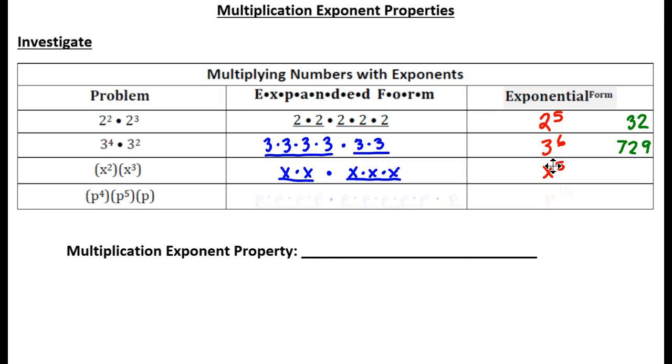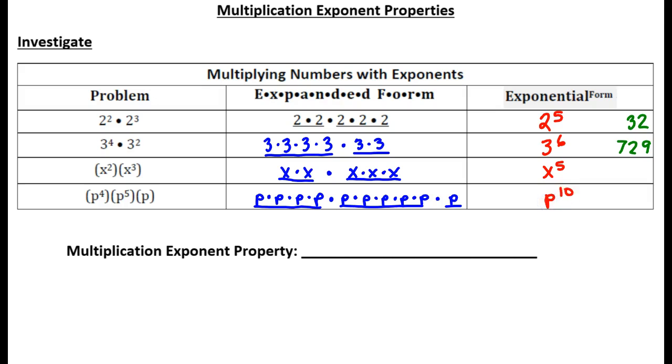Lastly, in this last example, we have p to the fourth, so that would be p multiplied by itself 4 times, which looks like that, and then p multiplied with itself 5 times, and then finally multiplied by just a single p. So we're multiplying that whole thing together, so we have a total of 1, 2, 3, 4, 5, 6, 7, 8, 9, 10 p's, so the base stays the same as p, raised to the 10th power.